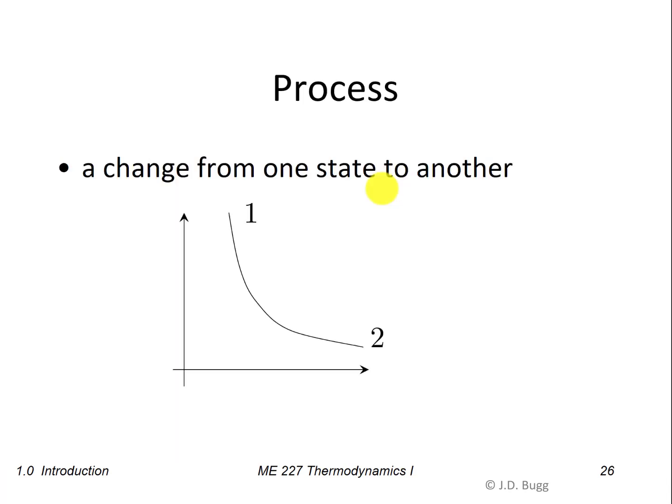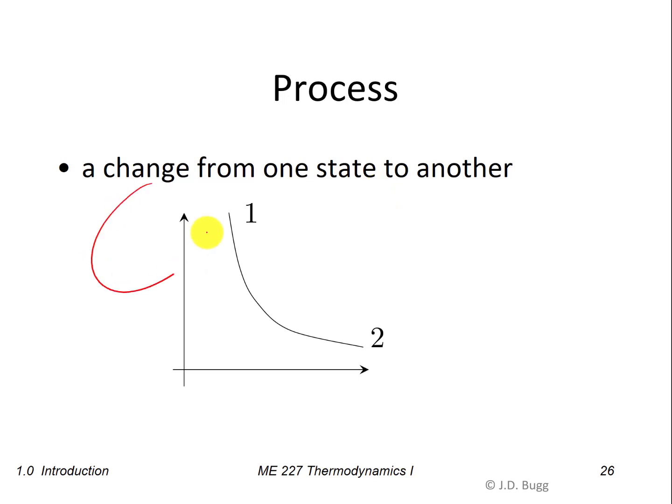Next thing we want to look at is a process. We'll be talking about a lot of thermodynamic processes. And a process is simply a change from one state to another. Another thing we're going to be doing, especially early on in the course, is drawing a lot of property diagrams. And we want to show processes on property diagrams. So here's our first illustration of a property diagram.